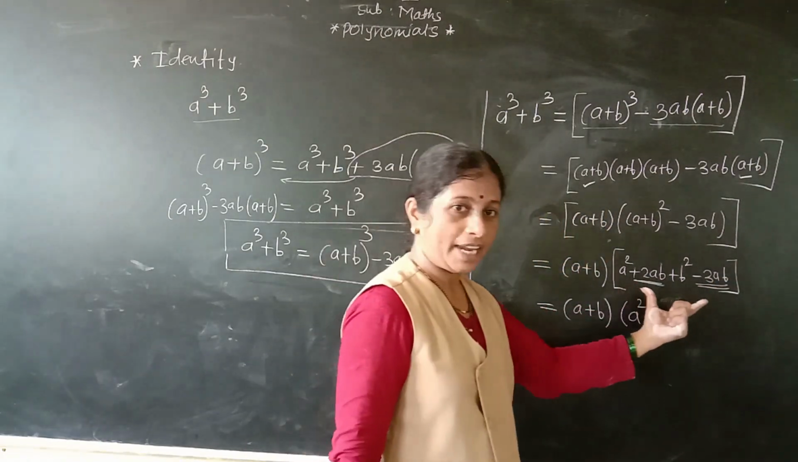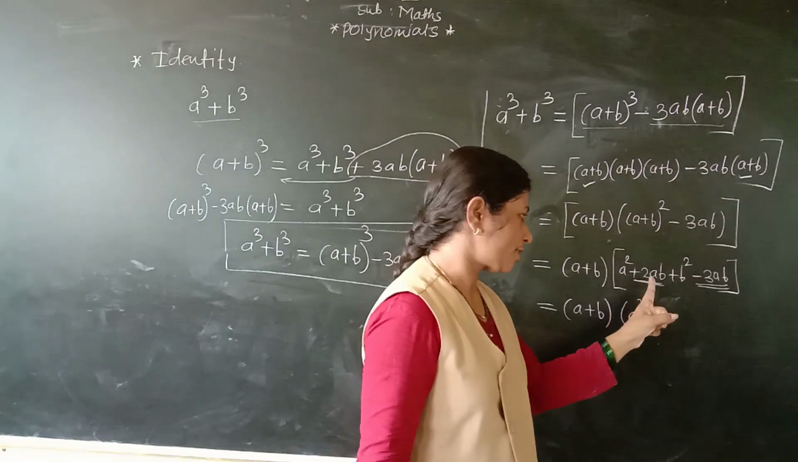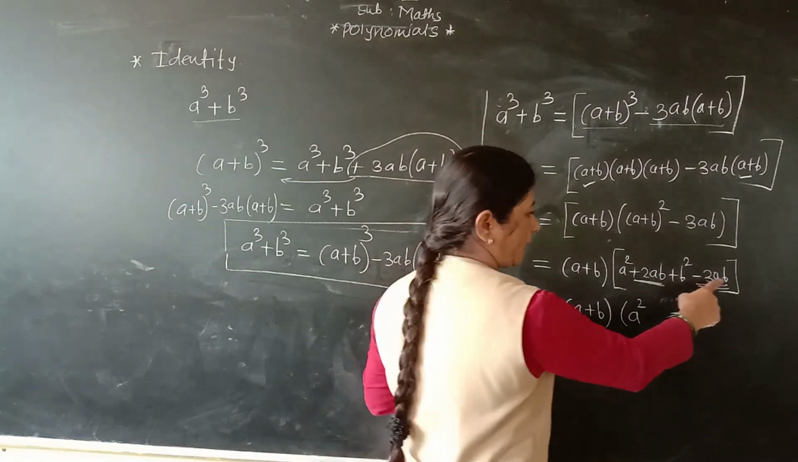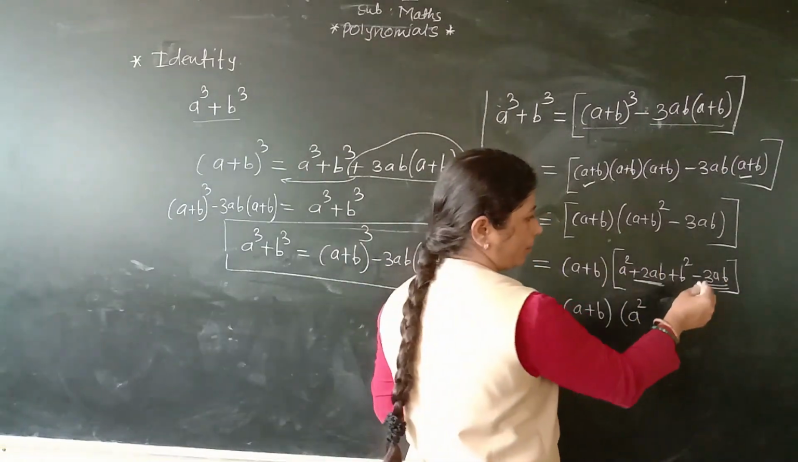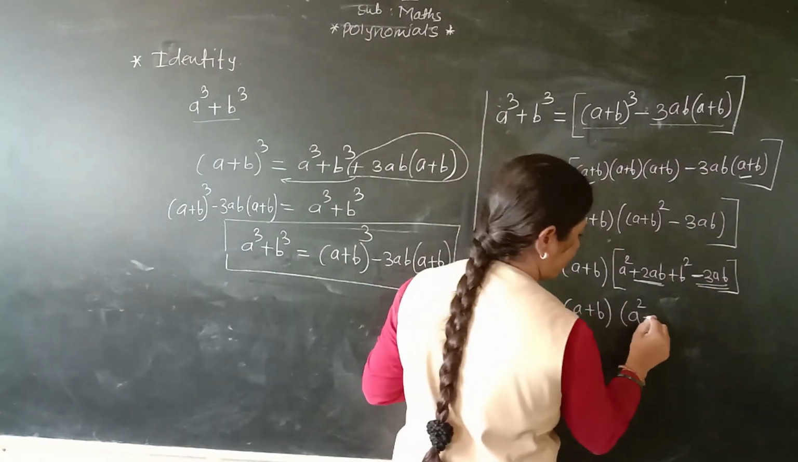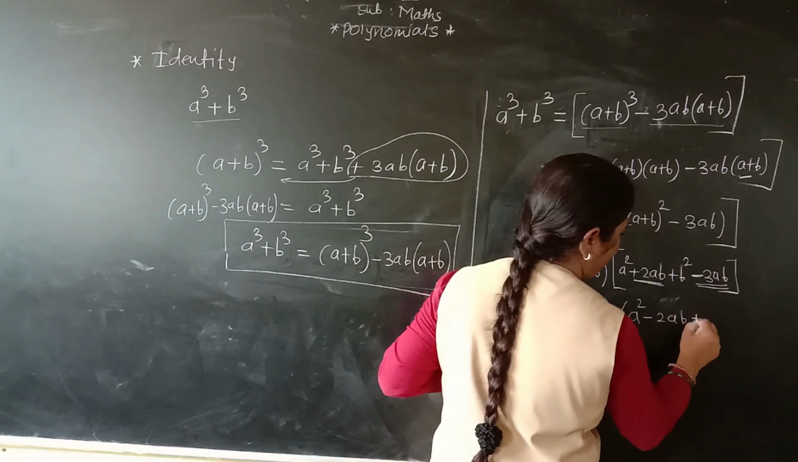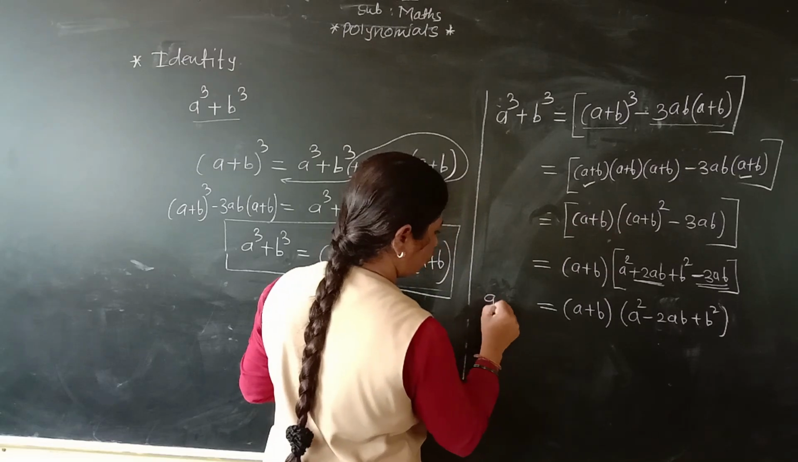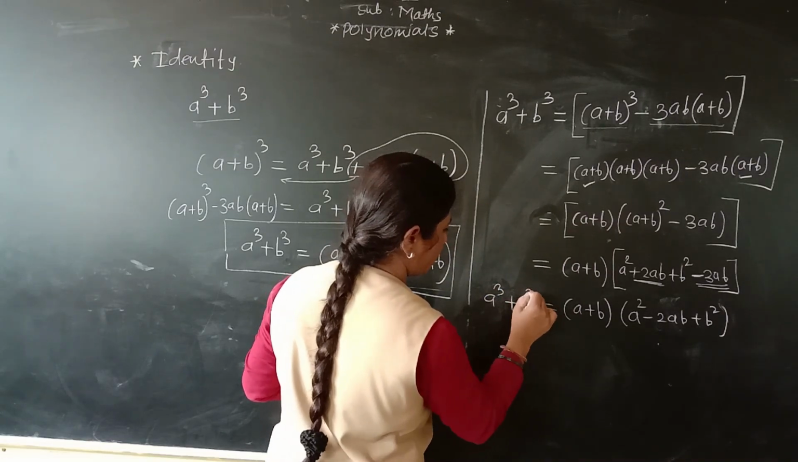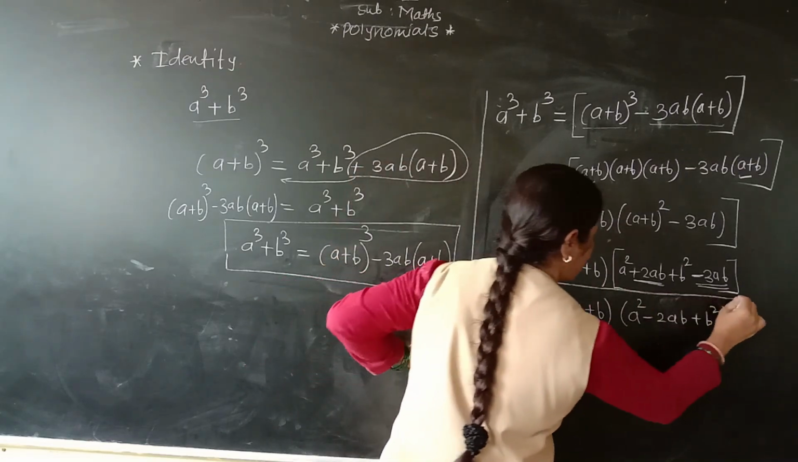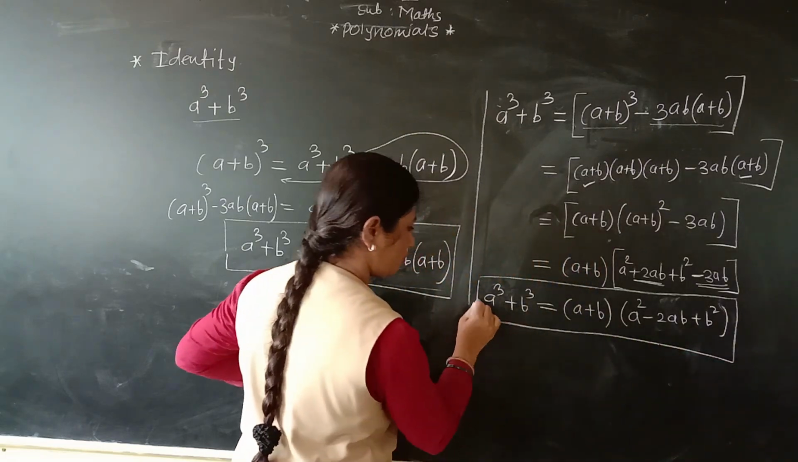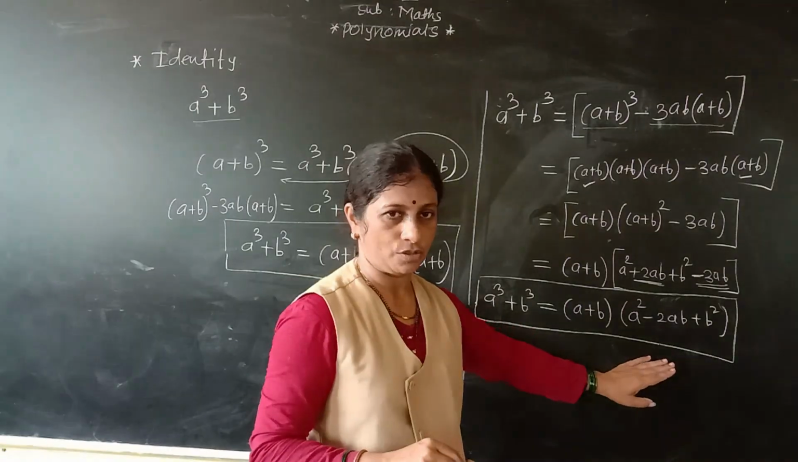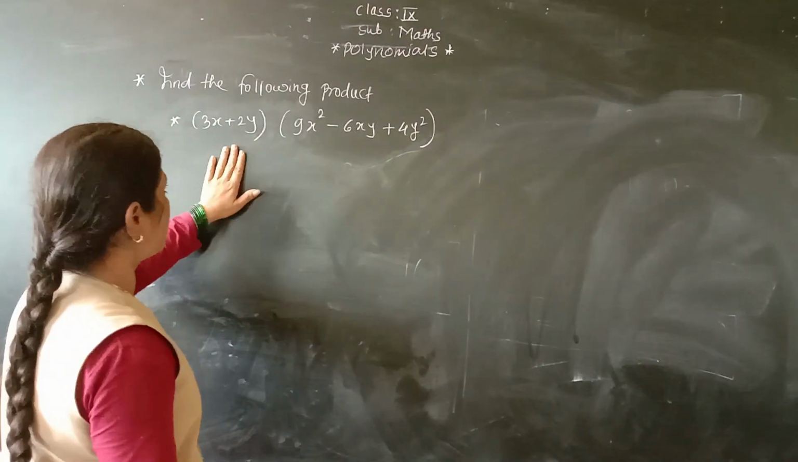These are like terms, so we can add or subtract. One positive, one negative, so subtraction is there. 3ab minus 2ab is 1ab, but the greater number's sign is negative, so minus ab plus b square. So this is the new expansion of the a cube plus b cube identity. If you have to find only a cube plus b cube, we can apply this also. Now we will use this identity for this example.